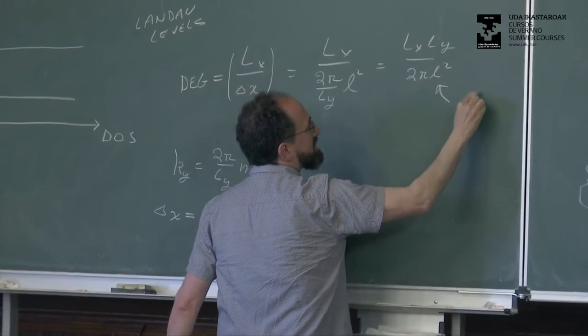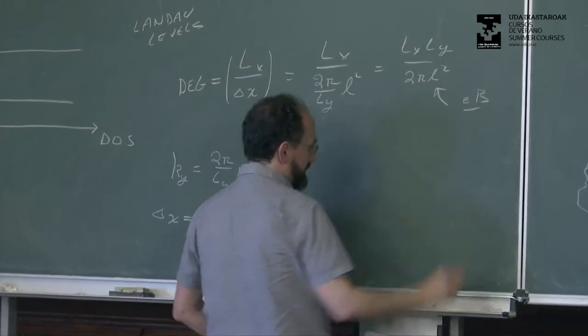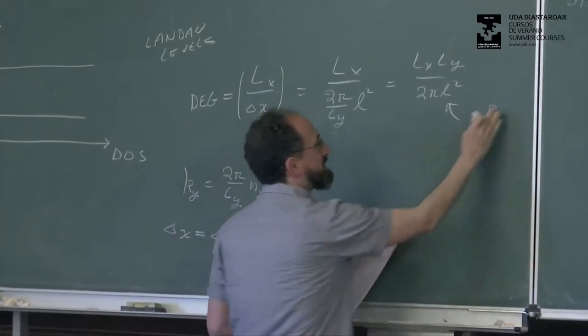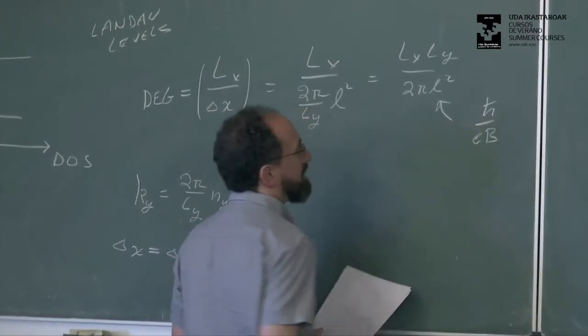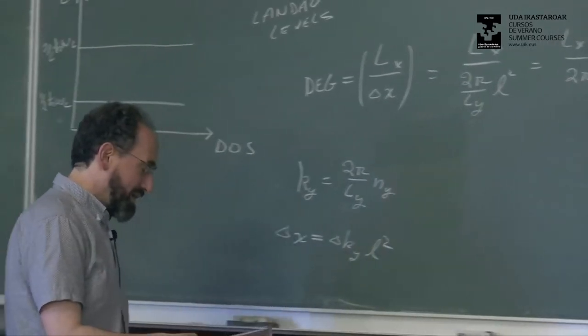Did I get that right? No, l squared is h bar over eb. Or was it h?